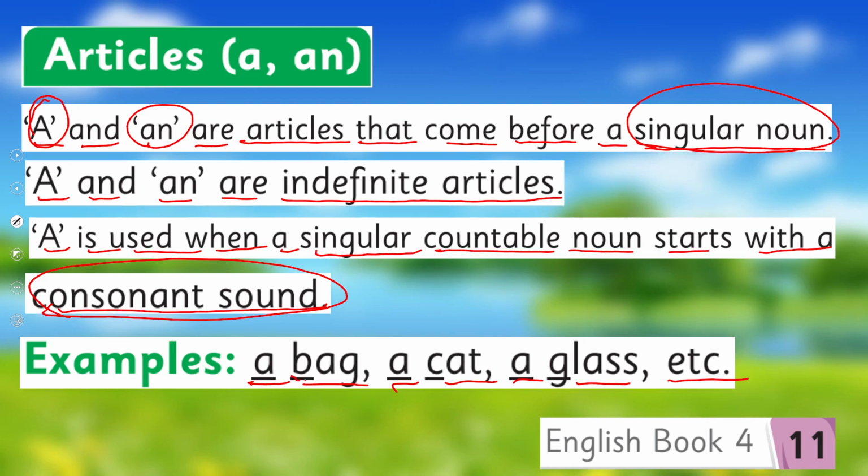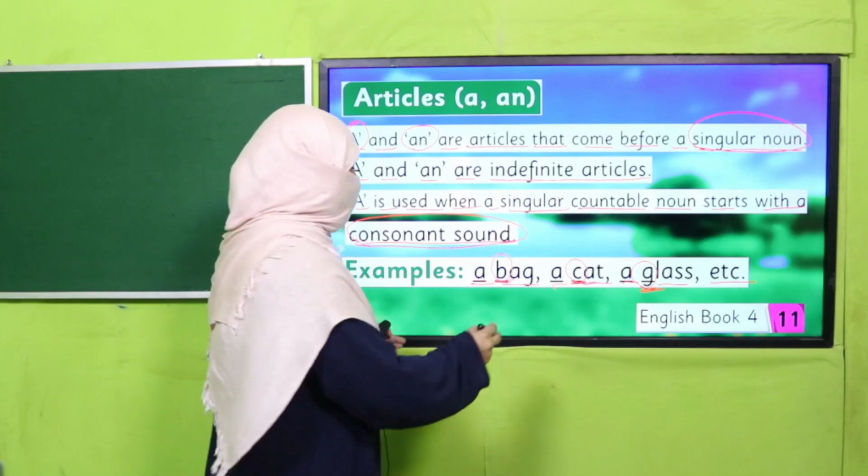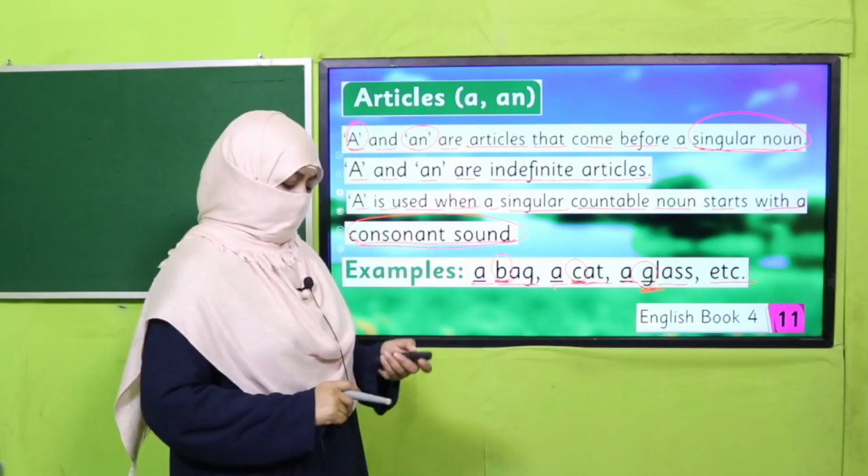Now you see the first letter B. B is consonant. C is consonant. G is consonant. That's why when you want to say glass, you will say a glass. When you want to say bag, a bag. This you already know.